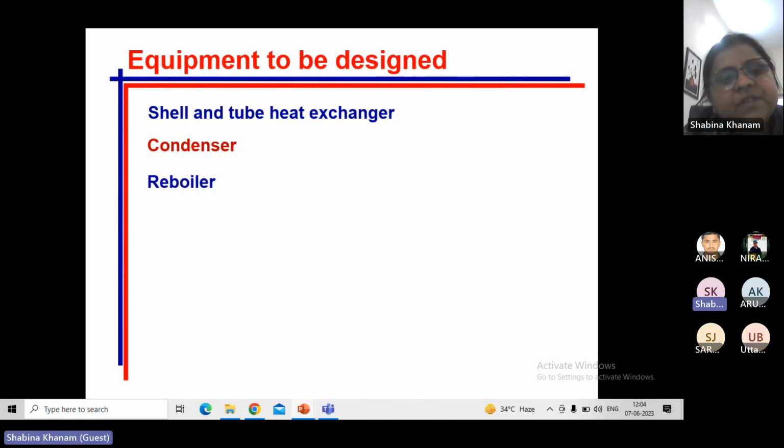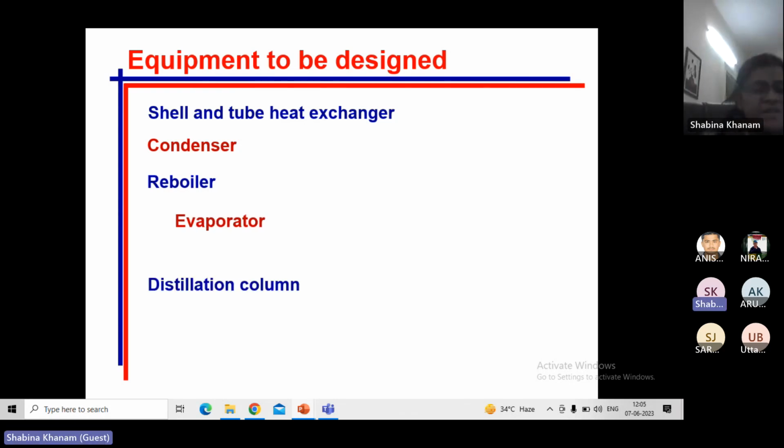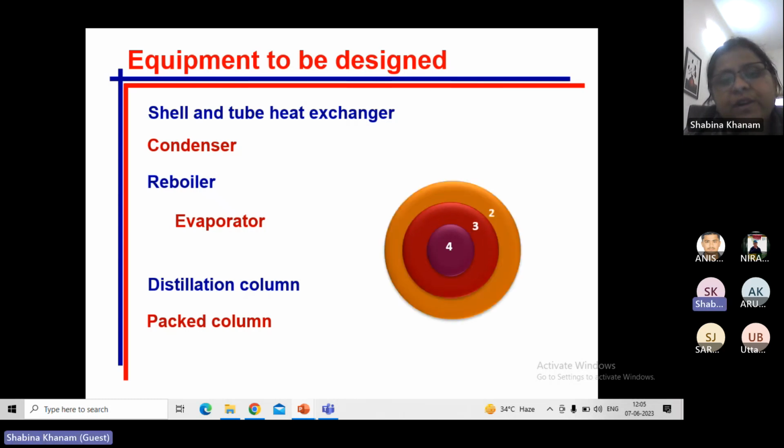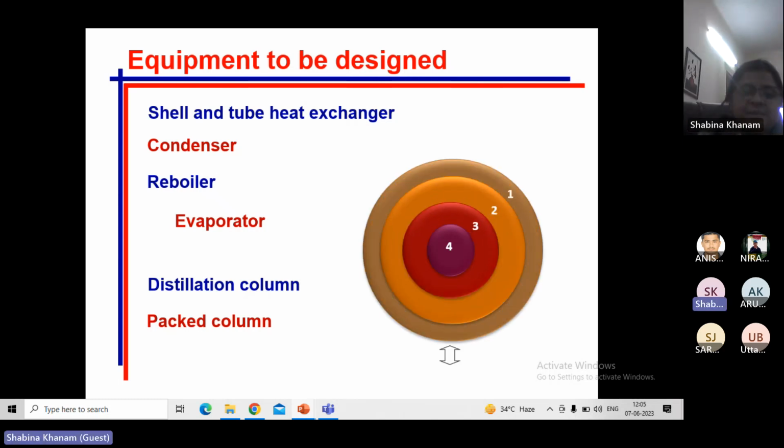We have to design the evaporator. We have to design the distillation column as well as the packed column. So all these major equipment we need to design in this particular course. And this is the onion diagram which we already discussed.